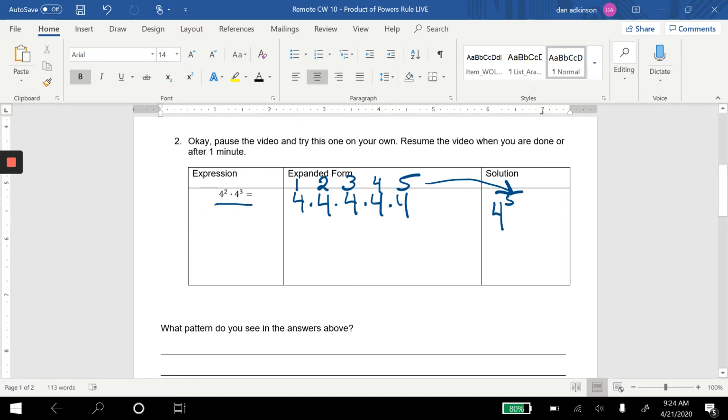Now let's write those two results. 3 to the first power times 3 to the second power equals 3 to the third power. And 4 to the second power times 4 to the third power equals 4 to the fifth power. What pattern do you see in those two answers above? Think about it for 30 seconds, pause the video, and then come back.